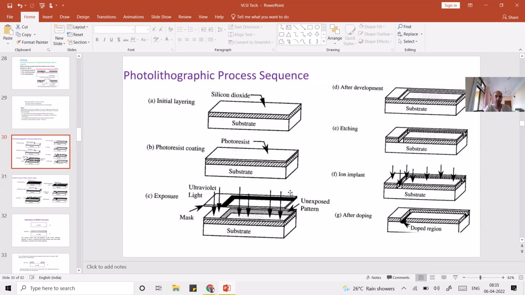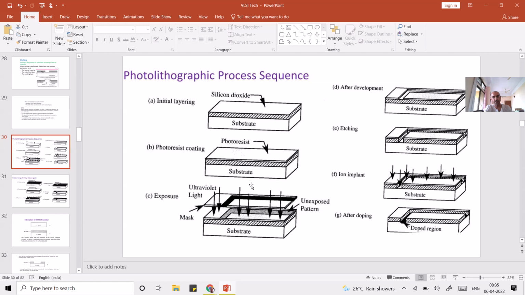photolithography sequence, in short, because in detail we have already discussed this. Initially we have a certain substrate layer, and over that we first grow the oxide layer, silicon dioxide. Then over that a photoresist layer is deposited. After the photoresist coating, we expose it to UV light through a mask.